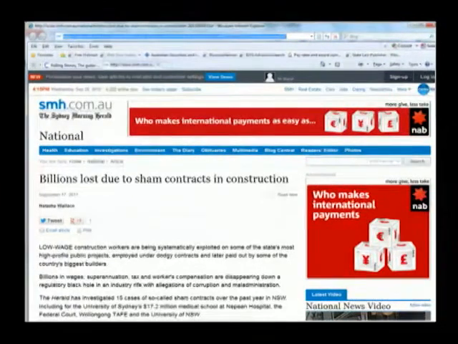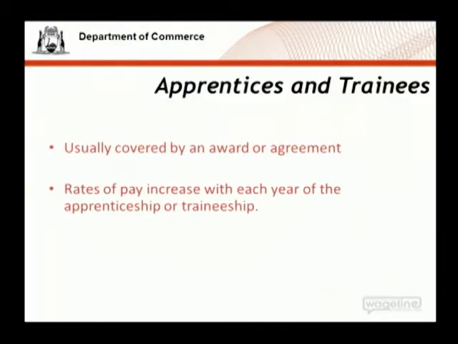Okay, now we're going to look a bit at some other areas of employment law, not in quite so much detail, but we're going to look firstly at apprentices and trainees. Now, generally, an apprentice or a trainee, that's someone who is working towards a qualification within the industry that they are studying, and they're getting paid for that particular time.